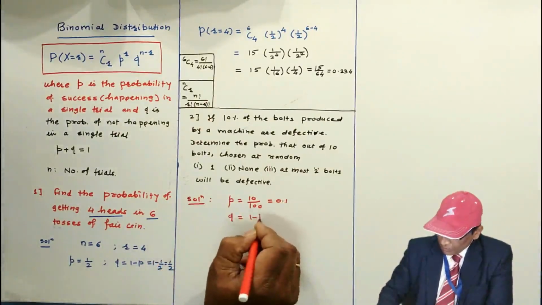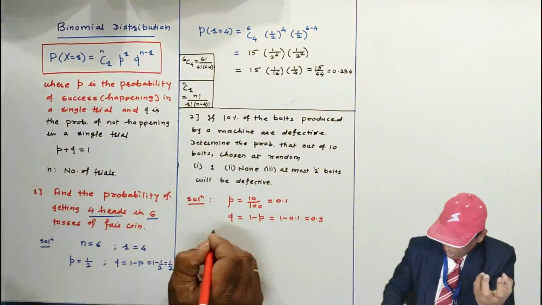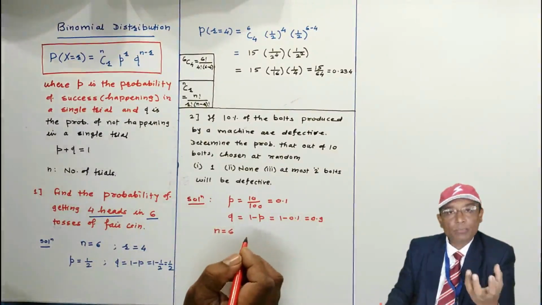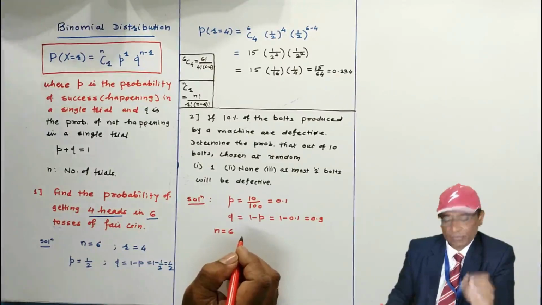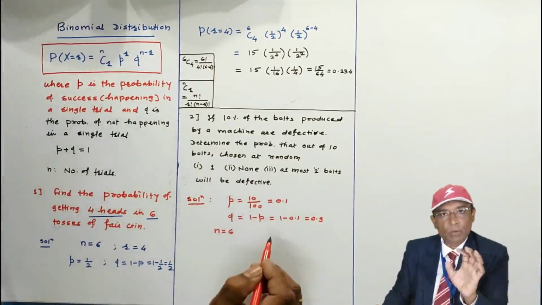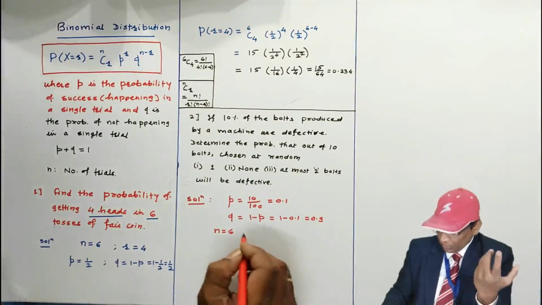Q is 1 minus P. 1 minus 0.1 means 0.9. Out of 10 bolts means n is equal to 10 here. Out of 10 bolts, the probability that 1 bolt is defective, that we have to find. Out of 10 bolts, 0 bolts defective we have to find. Out of 10 bolts, 2 or less than 2 bolts are defective, that we have to find.